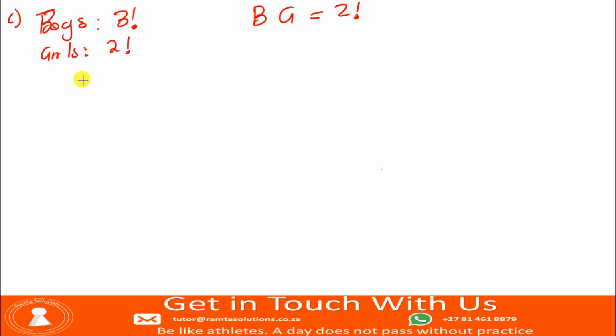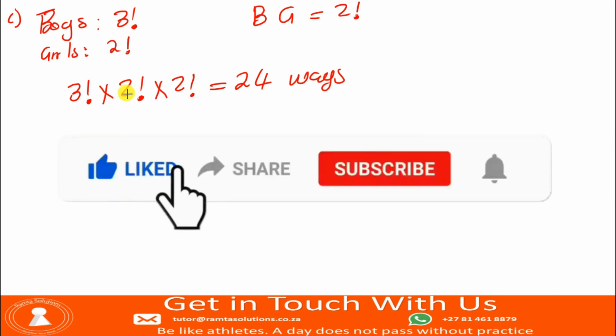Now, when we solve this, we will say 3 factorial ways for the boys to sit, 2 factorial ways for the girls to sit, times 2 factorial ways for the group of boys and the group of girls to sit. What's your answer? I see it to be 24. So 3 factorial times 2 factorial times 2 factorial is 24 ways in which these boys and girls could sit.